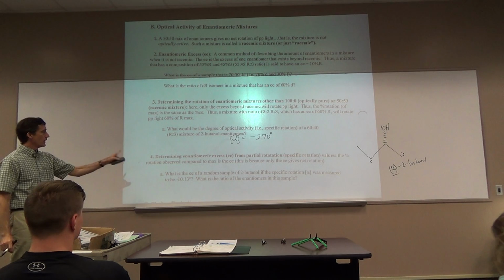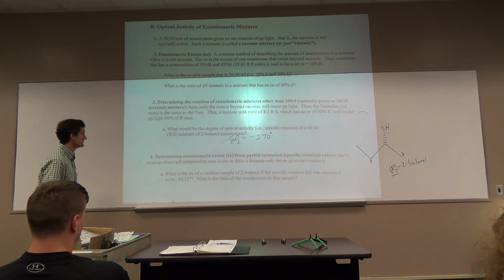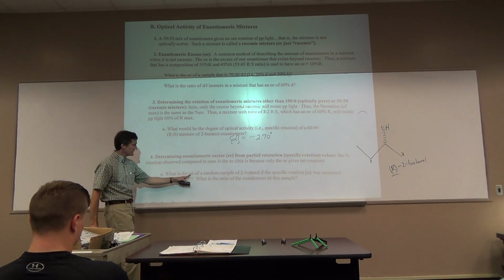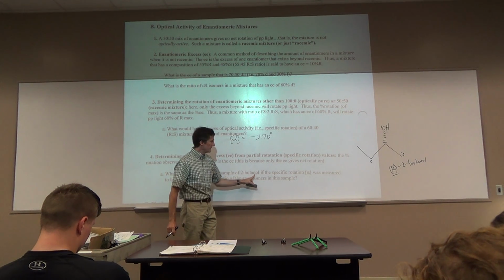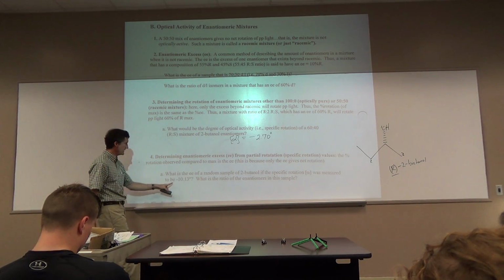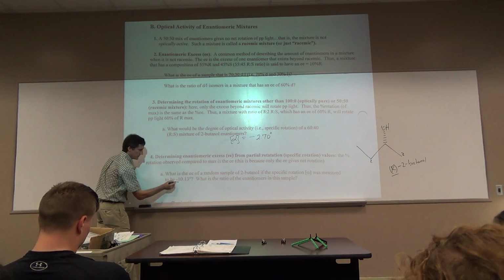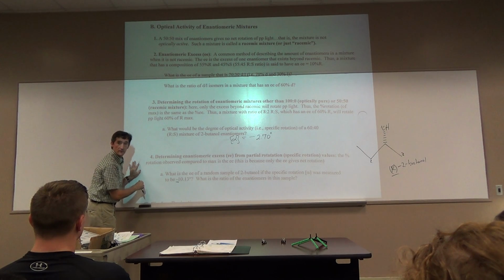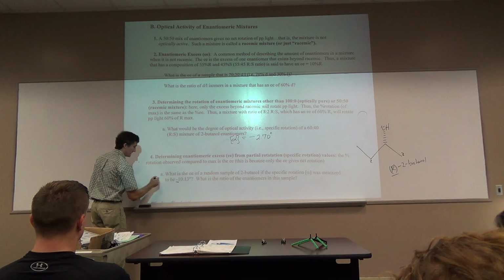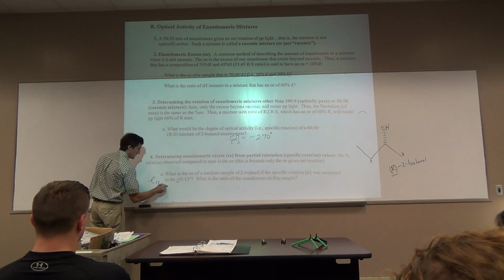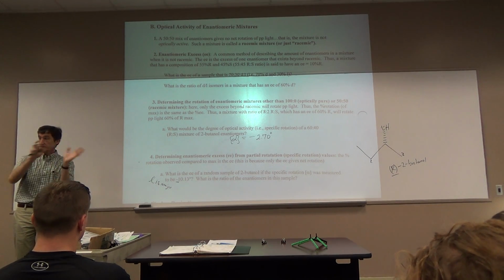Okay. What about going the other way? Can we determine an EE from a rotation? Let's try A. What is the EE of a random sample of 2-butanol if the specific rotation was measured to be negative 10.13? First off, since it's negative, which one is the major one? It's rotating more towards the left, so L is major. If you get rotation more one way than the other, that's the major one.